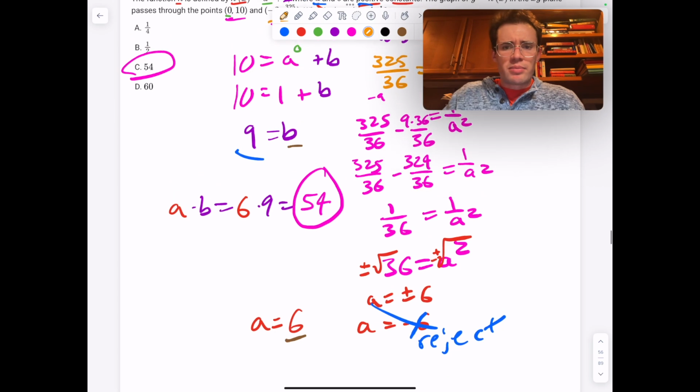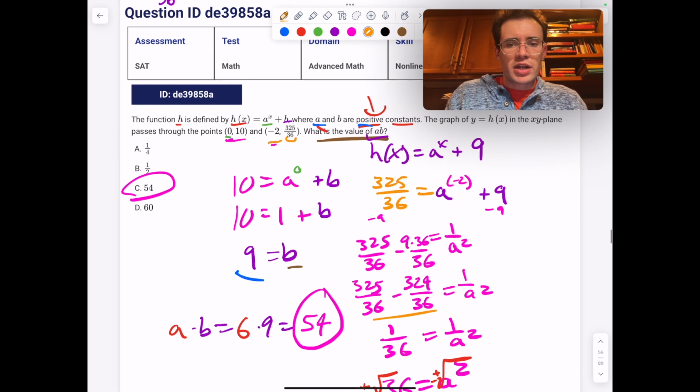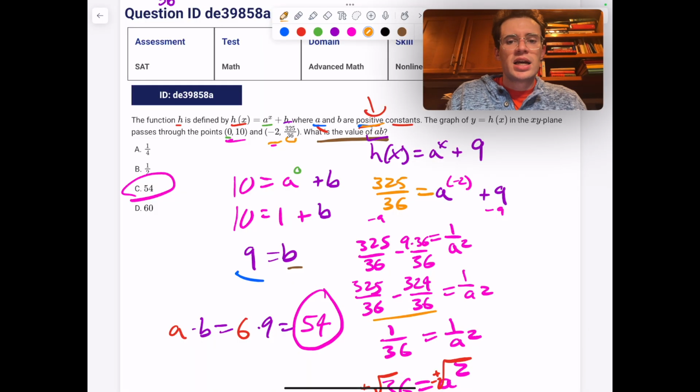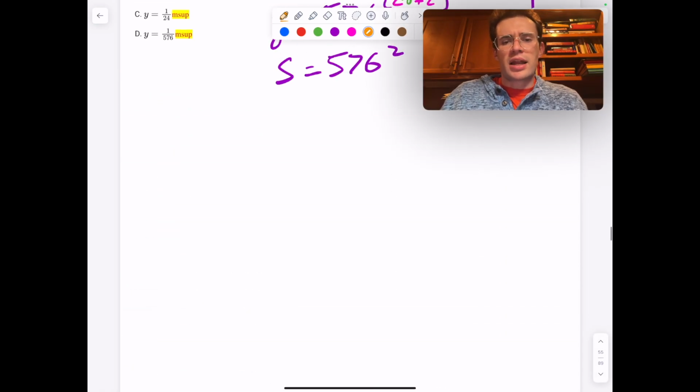This one was just annoying because you had these fractions, but the fractions ended up working out really nicely. And just always read carefully that you need it to be positive constants. They're not looking for the value of A or B. They want the value of A times B. So take that extra second at the end.